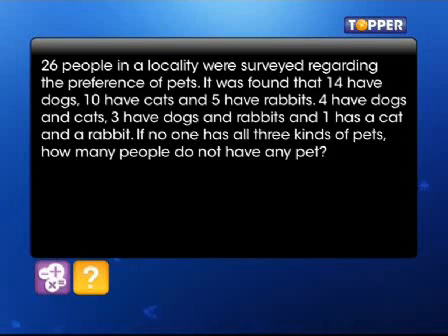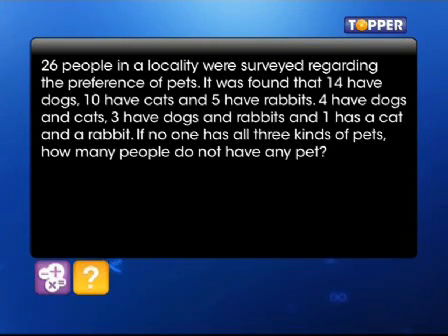Well, that was one way to solve the problem. Another approach, of course, is by using Venn diagrams. To find out how a Venn diagram can be helpful in solving such a question, let's take up a practical problem. 26 people in a locality were surveyed regarding their pets.